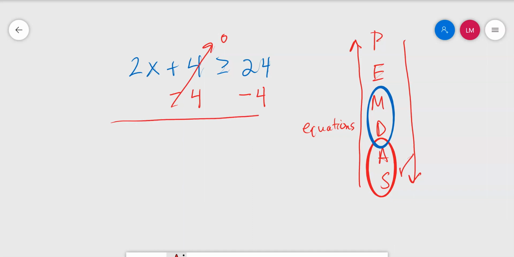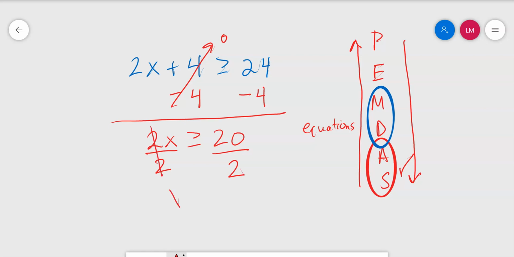So now that I've gotten rid of that 4 on the left side, what do I have? I have 2x greater than or equal to, and I did not have to flip my inequality because we're not doing anything with multiplication or division yet, and 24 minus 4 is 20. Now, second step, we're going to do what? Divide by 2, because we're multiplying by 2 on the left. So when we divide by 2 to both sides, that's the second step.